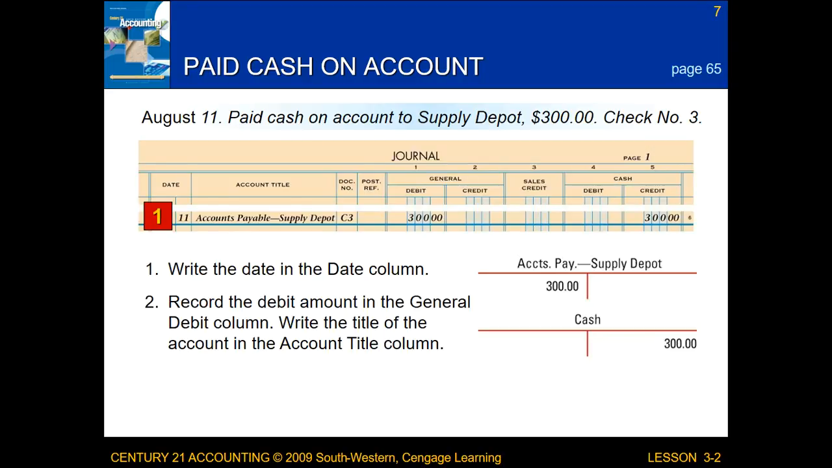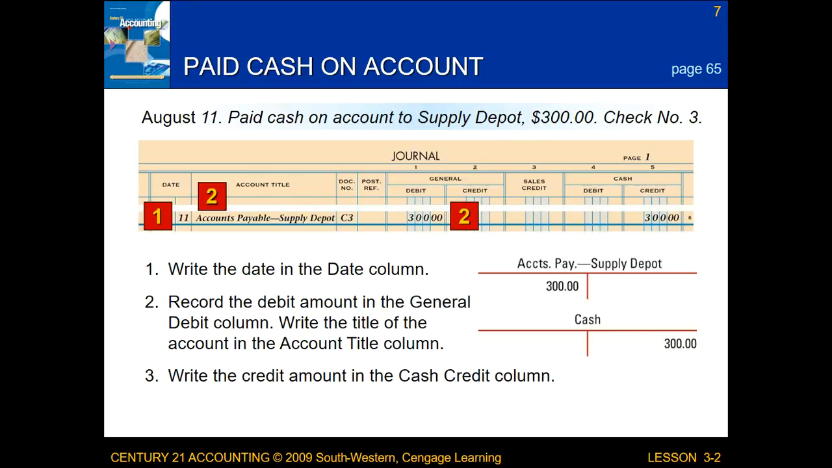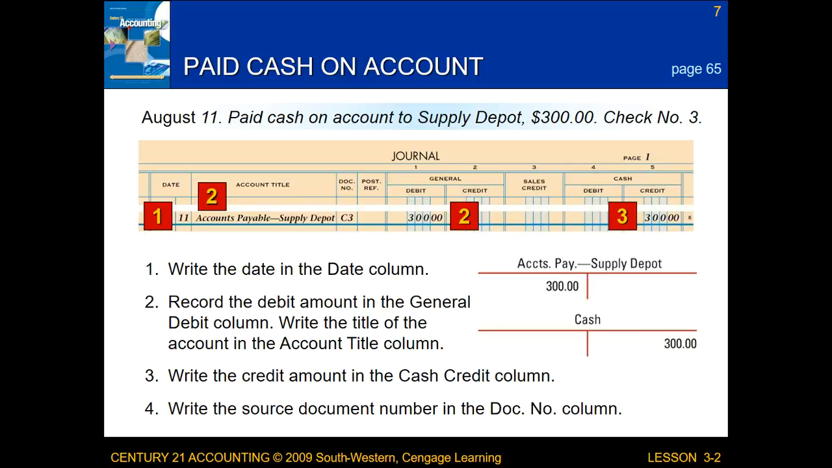Step 2 is to write the general debit amount. So it's accounts payable in the account title, and the general debit in the general debit column. And step 3 is to write the cash credit in the cash credit column of the same amount, $300. Step 4 is to write the source document number. It's our next available check. It told us up in the entry to use check number 3.